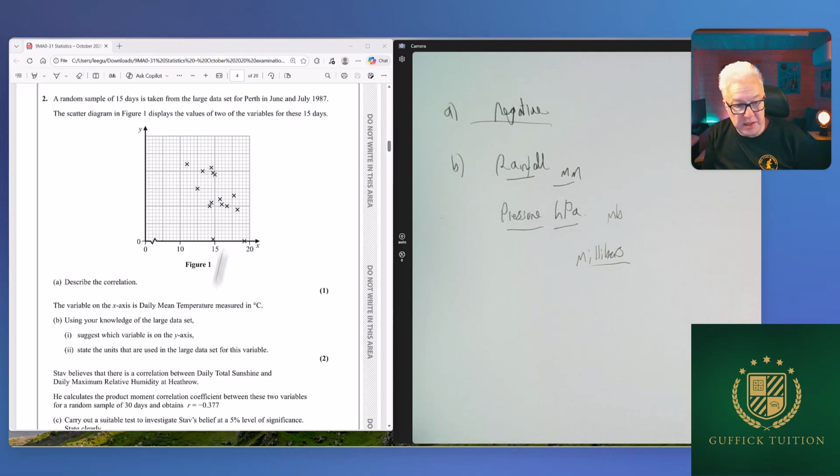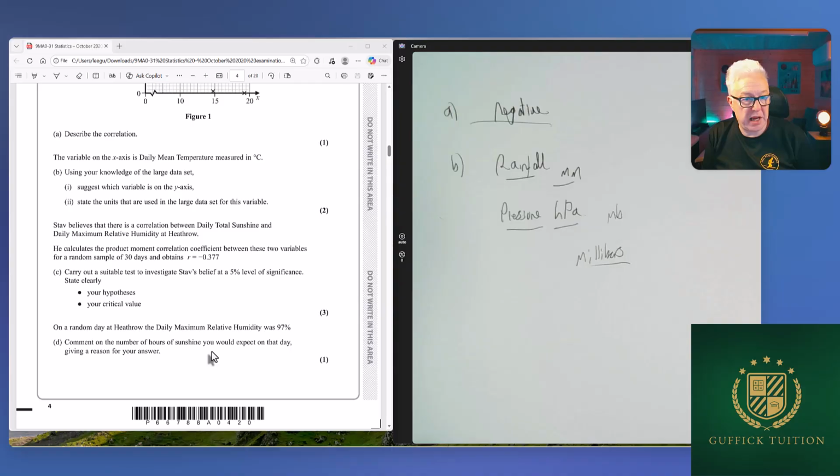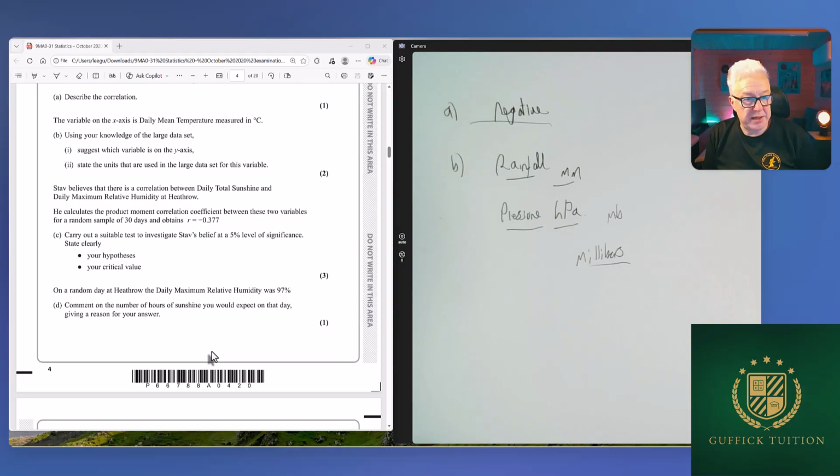Now, Stav believes that there is a correlation between the daily total sunshine and the daily maximum relative humidity at Heathrow. He calculates the PMCC between the two variables for the random sample of 30 days and obtains that r is equal to minus 0.377. Carry out a suitable test to investigate Stav's belief at a 5% level of significance. State your hypotheses clearly and your critical values.